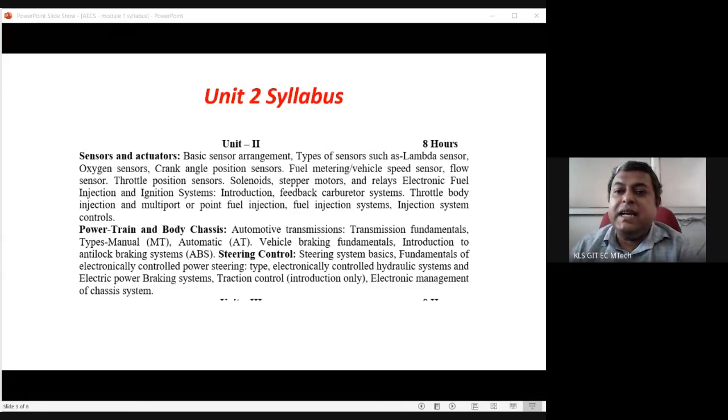So whenever there is an LDR, or, as Pranita said, suppose an ultrasonic sensor. Pranita, do you know how to drive a car?